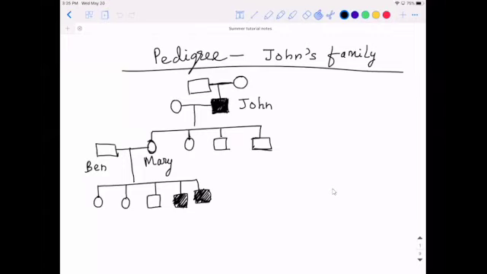So you know that John is affected and John's parents were normal. John has 4 kids. One of them is Mary. Mary marries Ben, and they have 5 children, and 2 of the 3 boys are affected. Okay, so you can keep this pedigree because at some point I'm going to look at the pedigree again and discuss what the mode of inheritance of this genetic trait in John's family is.